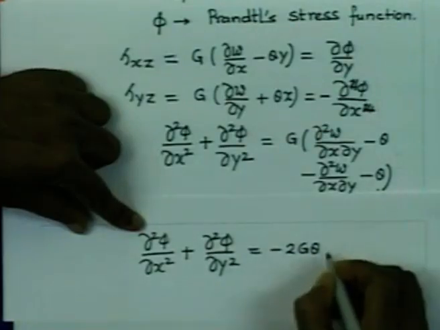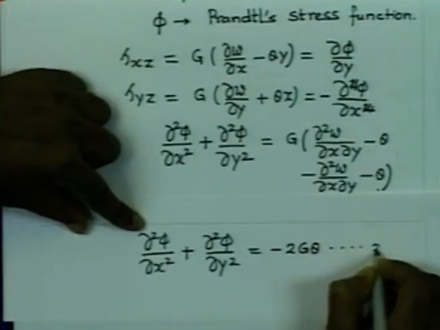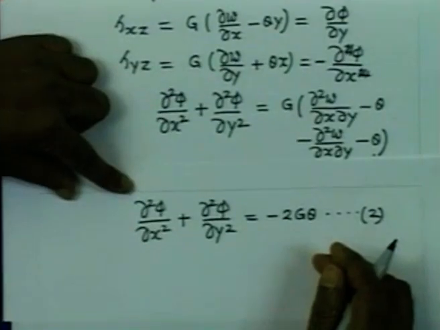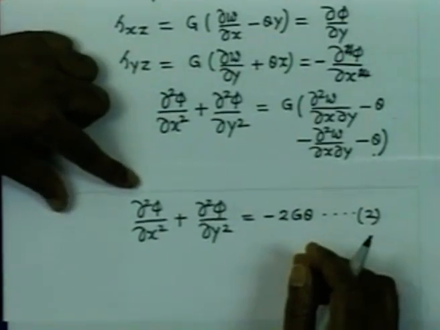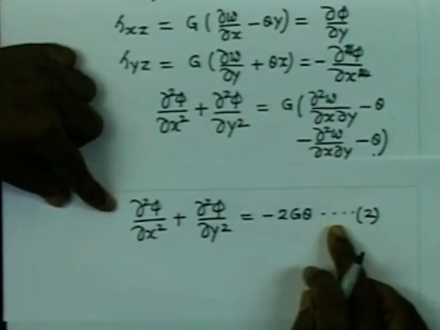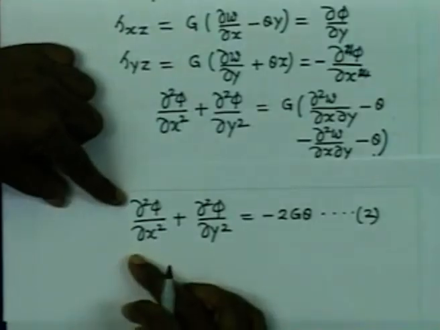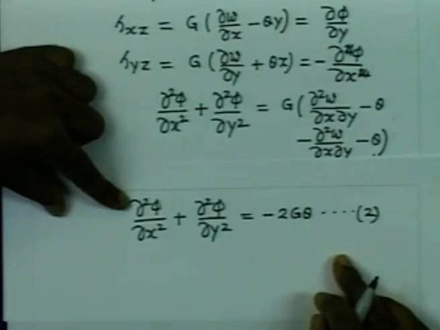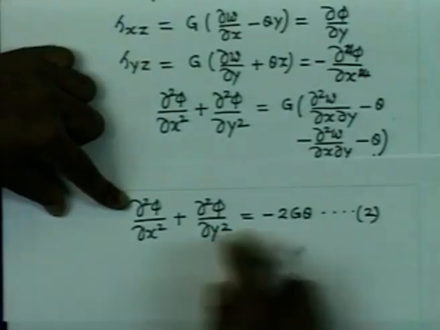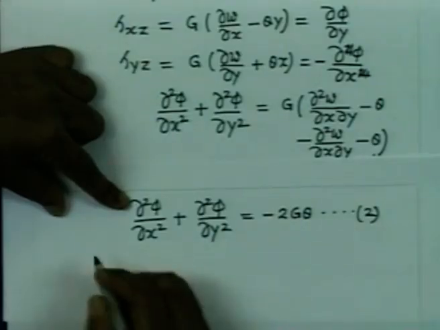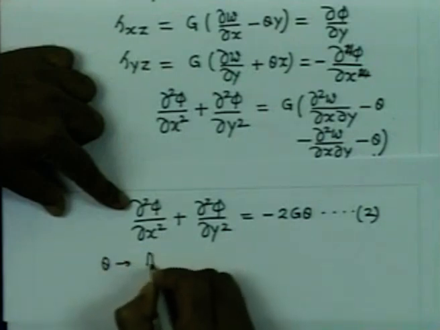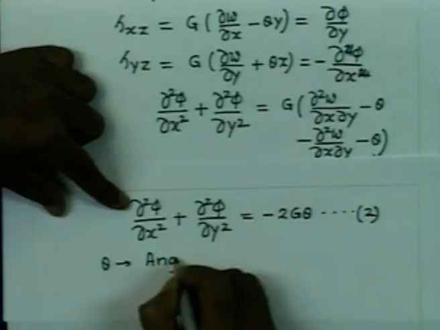So, this is an important equation of torsion. Therefore, the Prandtl stress function is such that it satisfies the Poisson type equation. Note that G is a material constant and theta is nothing but the angle of twist per unit length.